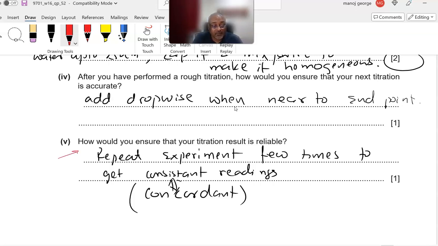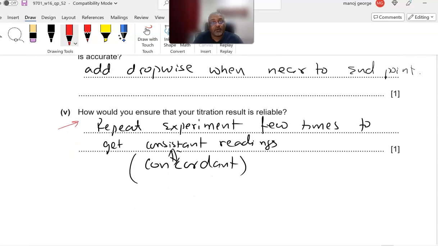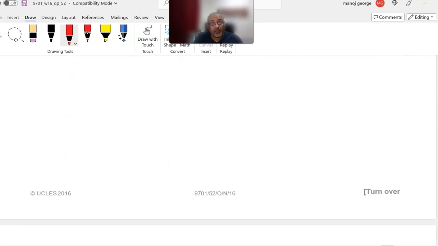The next question talks about how you would ensure that the titration result is reliable. Well, the only way to do that is to repeat the titration 2-3 times and to get consistent or concordant readings, which actually means readings which are approximately the same or within 0.1 of each other.